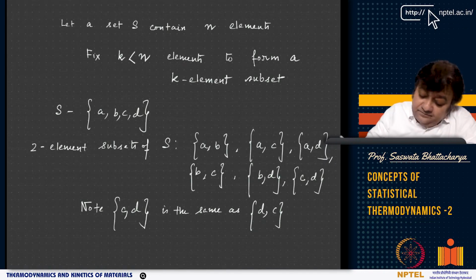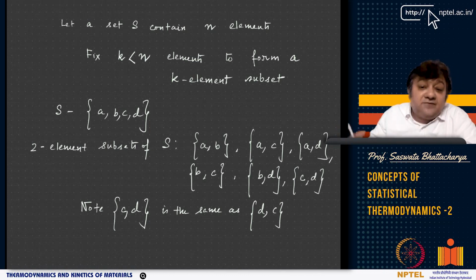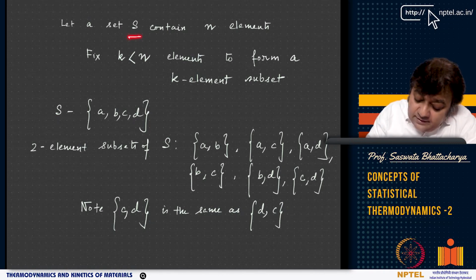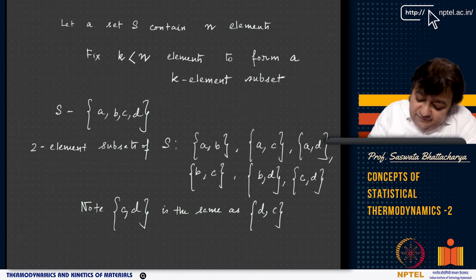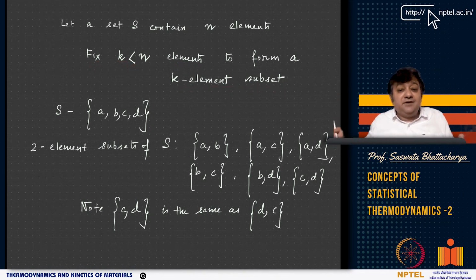Again, before I go to that, I want to show you the definition of this combination, right? Definition of C. So basically, I have a set S containing n elements, right? I am going to very basic combinatorics just to give you an introduction. Now, fix a k that is less than n to form a k element subset. So S is the large set of n elements. Out of that, we are fixing some k elements, which is less than n, to form a k element subset.